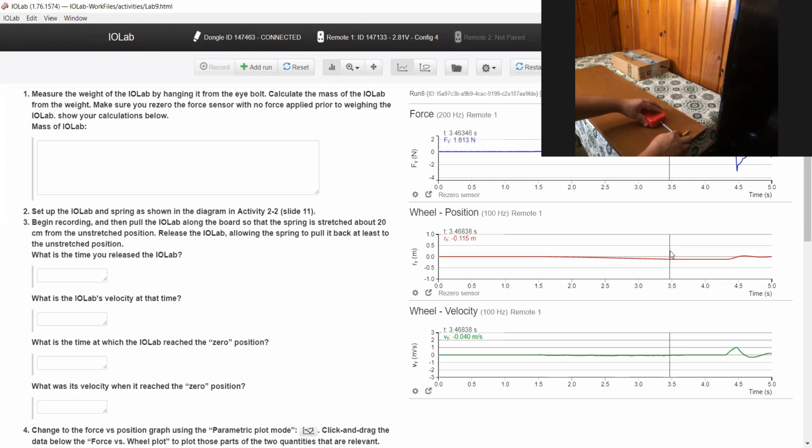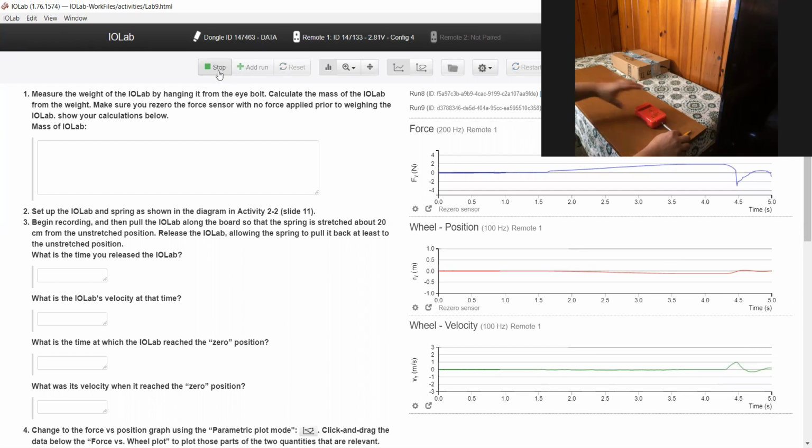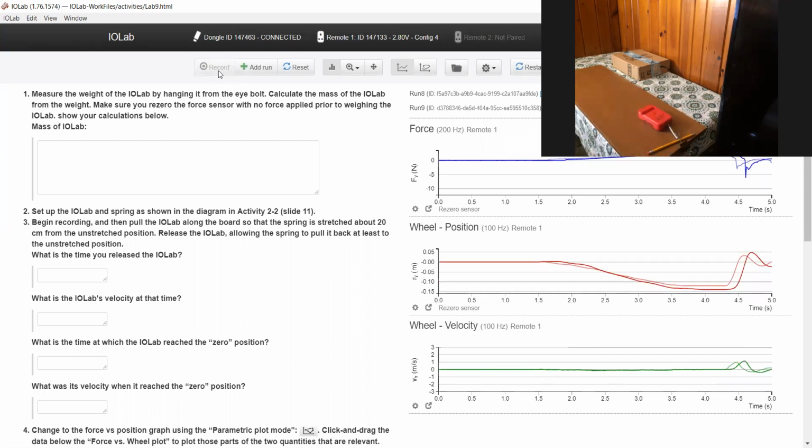How long is 20? I wanted to see how stretched about 20 is from the unstretched position. Okay, so let's do it again. Nothing is being pulled. Let me zero the sensor. I can record it again, around 20 centimeter, and then move it. Okay, this will be okay.